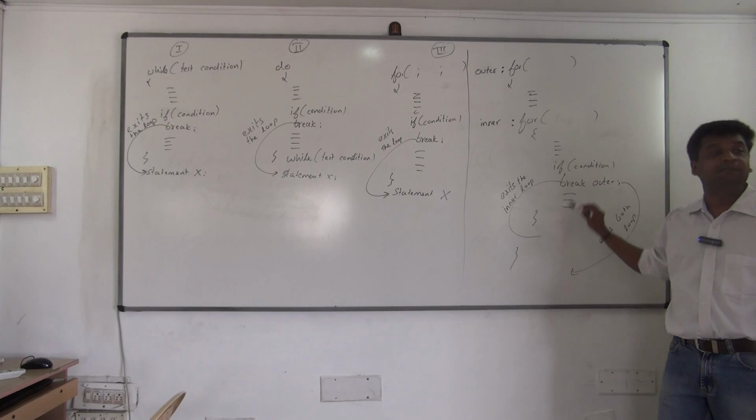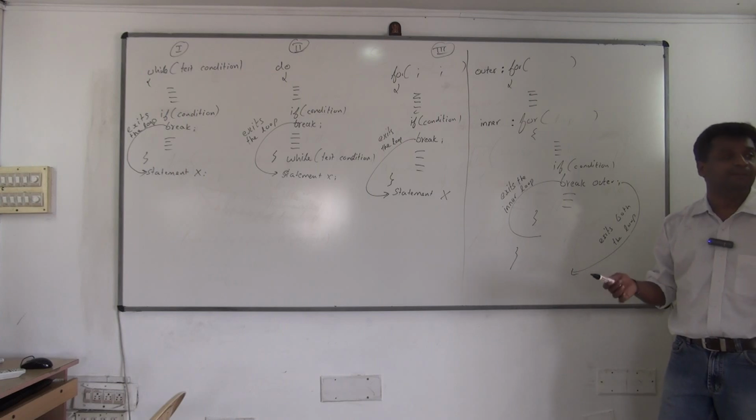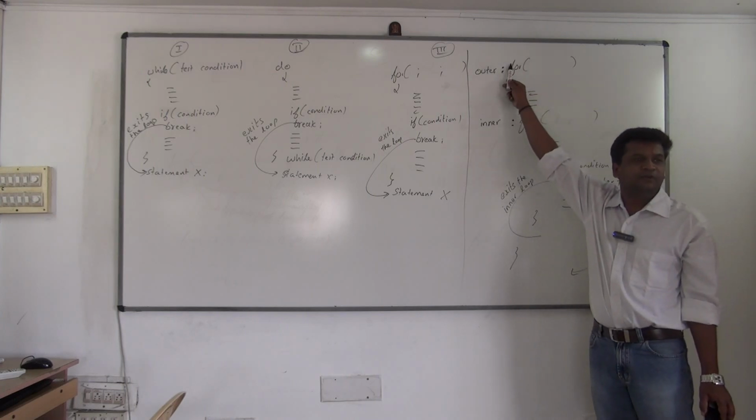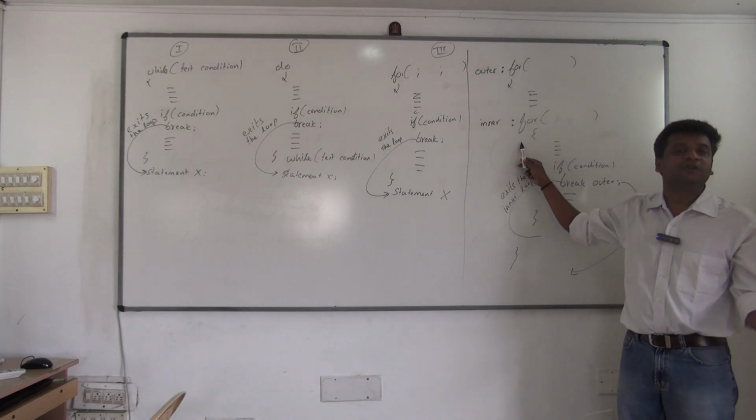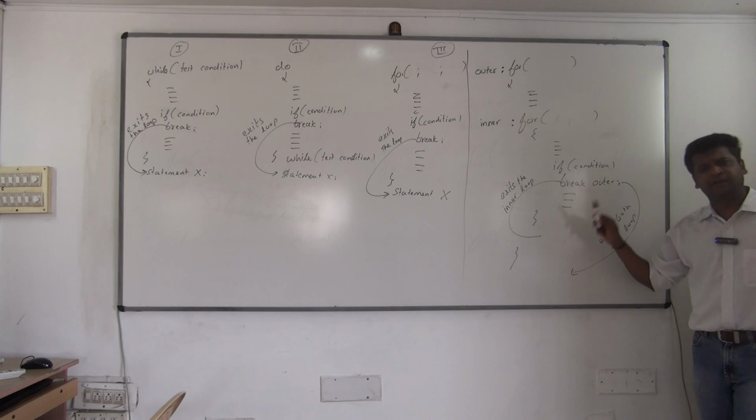But I want to exit both the loops using one break. That is when you can go for labeling. Give a name for the outer one, and for the inner one also you give a name. Which one you want to break? If the condition is happening now, you decide. Generally break means it will always break the inner. But if you want to break the outer also, give the name.